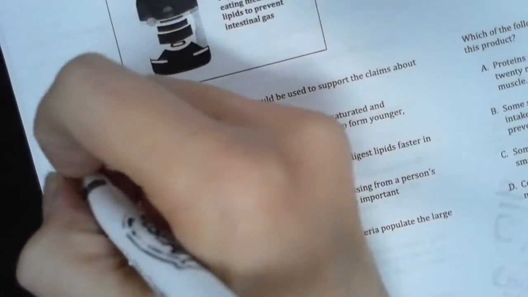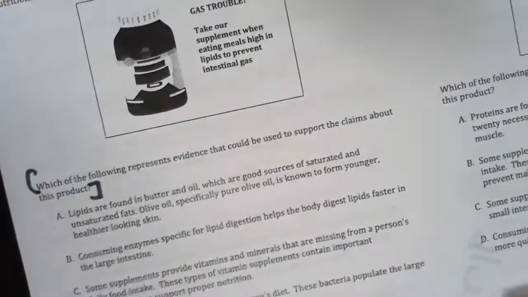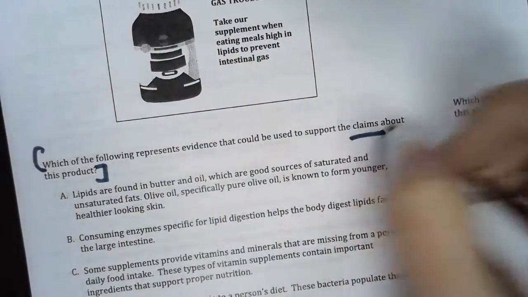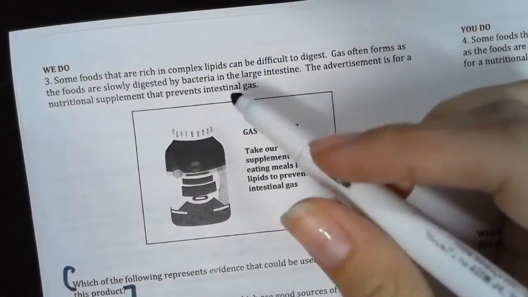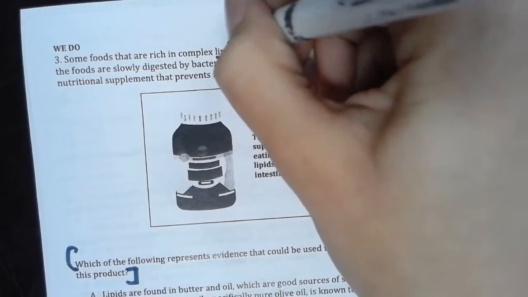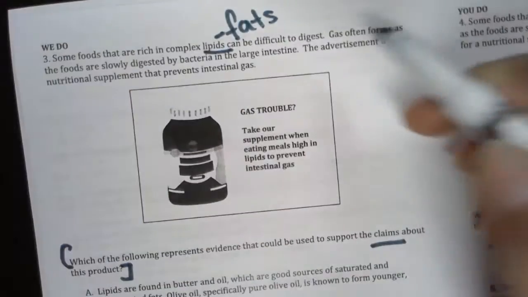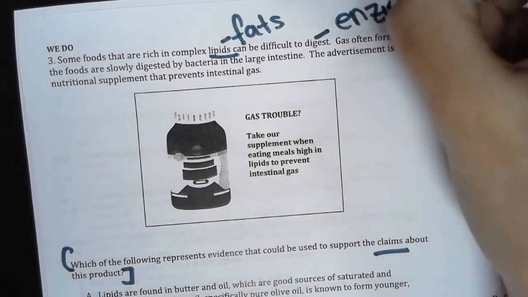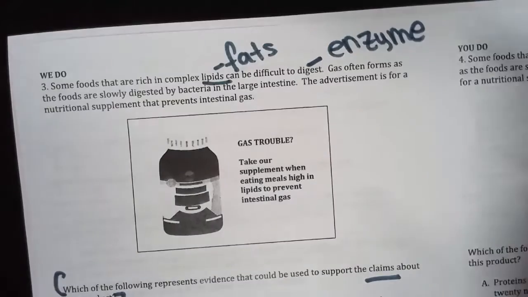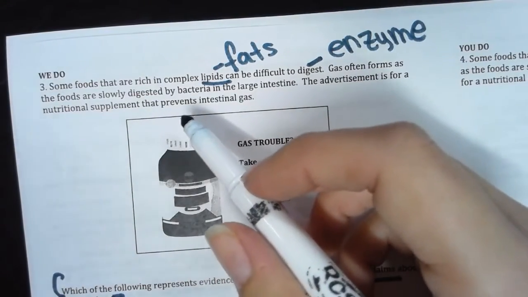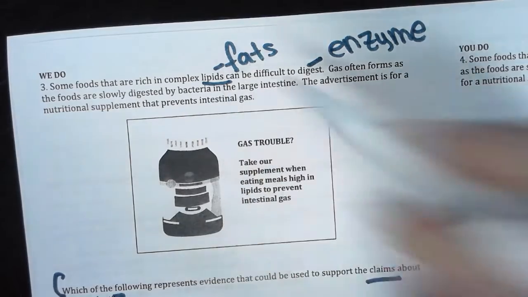Bracket my question down here. Which of the following represents evidence that could be used to support the claims about this product? I don't know what the claims are, so I need to go back up and look. Some foods that are rich in complex lipids, lipids are fats, can be difficult to digest. Anytime you see the word digest, think enzyme. You need enzymes to digest things. All right, gas often forms as the foods are slowly digested by bacteria in the large intestine.